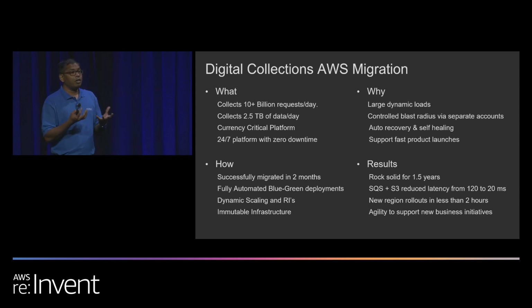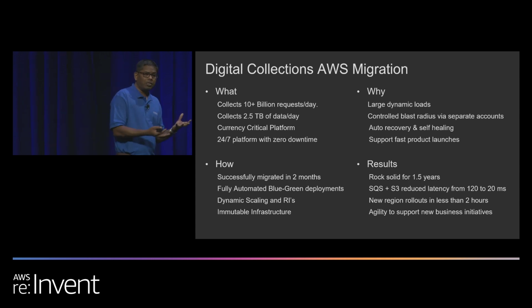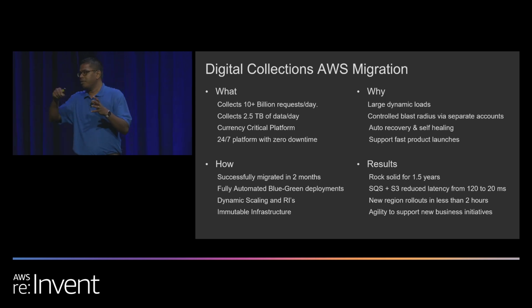We wanted to have a controlled blast radius. So if there are issues in one region, we didn't want those issues to cascade to other regions. If we had an issue in one account, we didn't want it to cascade to other accounts. So that was another reason why we wanted to move to AWS.